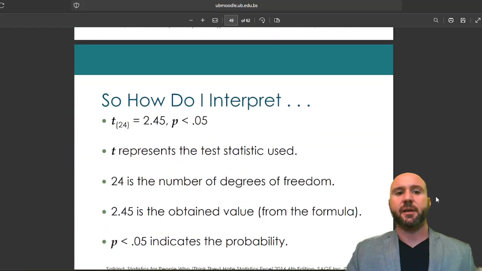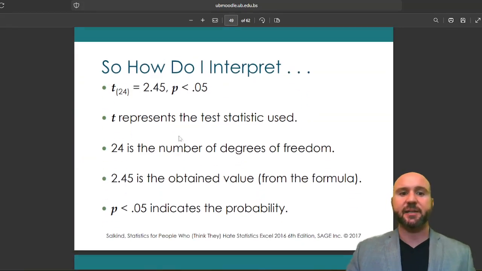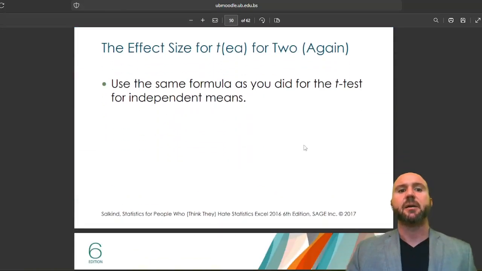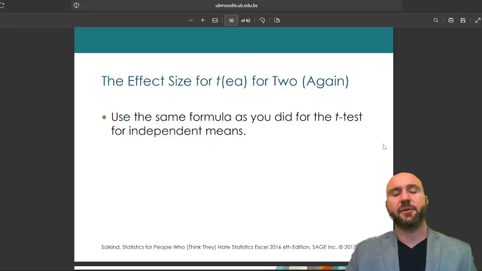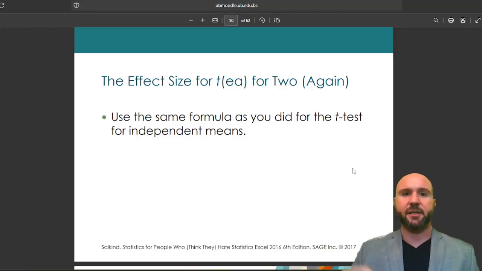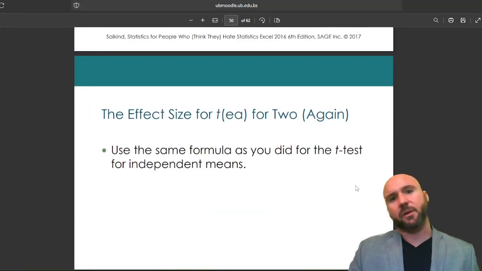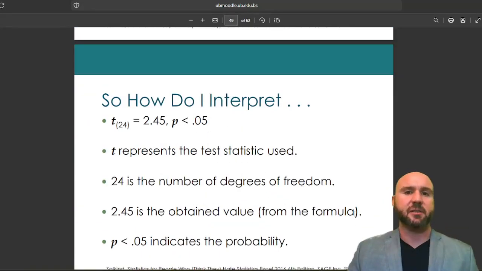So the interpretation of the t-test is fairly simple for these results. I just went over that. But the effect size is the same formula that you did for the test of independent means. You just take the measurement of the group at time 1 versus time 2, divided by the standard deviation, and that gives you the effect size. So a lot of this stuff, once you have it under your belt, is not that difficult.